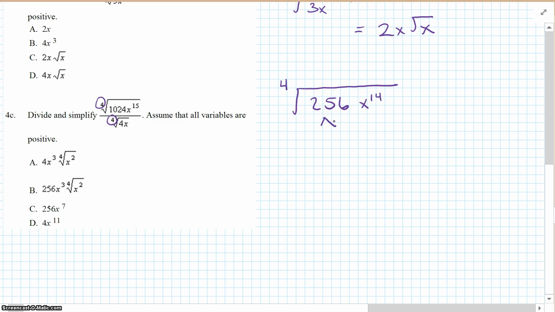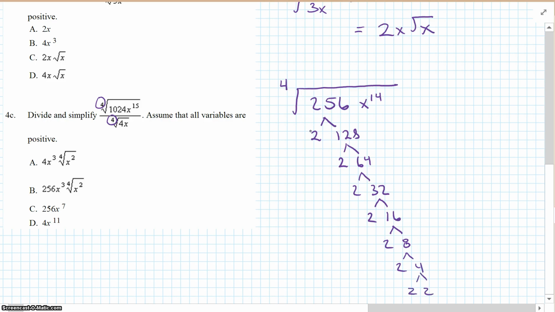So let's prime factor 256. That's going to be 2 times 128. 128 is 2 times 64. 64 is 2 times 32. 32 is 2 times 16. 16 is 2 times 8. 8 is 2 times 4. And 4 is 2 times 2.